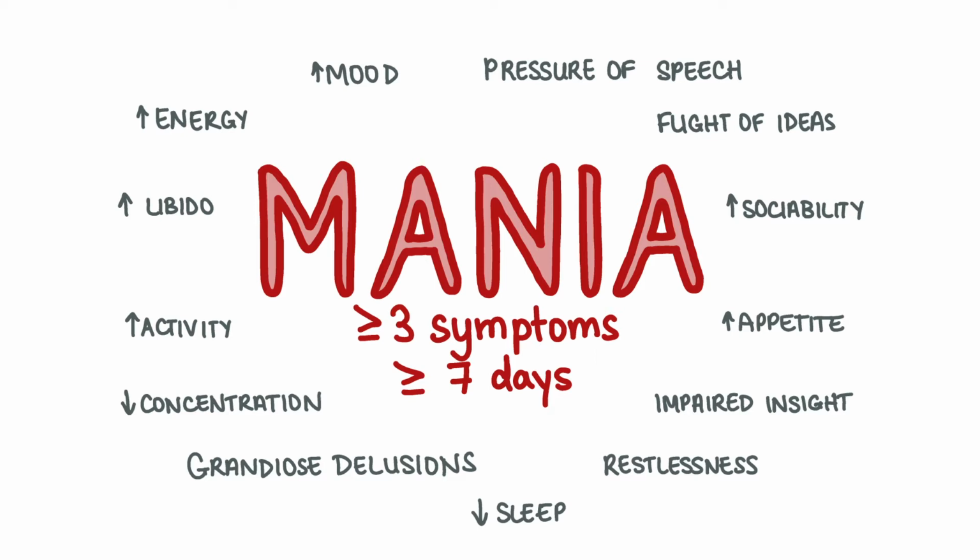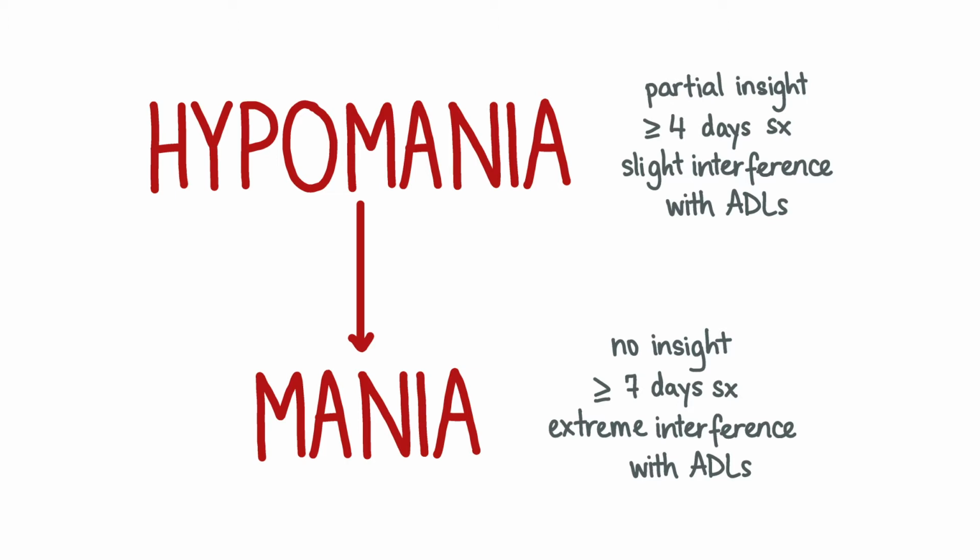For mania to be diagnosed, at least three symptoms of mania must have been present for at least 7 days. In hypomania, the symptoms and signs are present to a lesser degree. There may be partial insight, and there's less interference with work and other activities of daily living. For a diagnosis of hypomania to be made, the symptoms must have been present for at least 4 days. Mania can occur with or without psychotic symptoms, including grandiose or persecutory delusions and hallucinations, which are usually auditory.